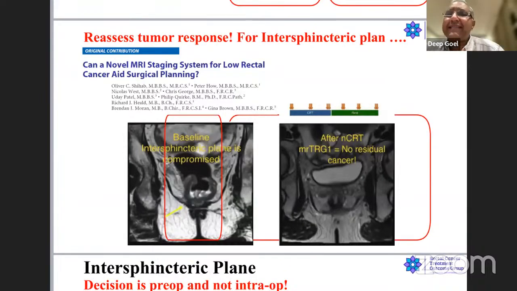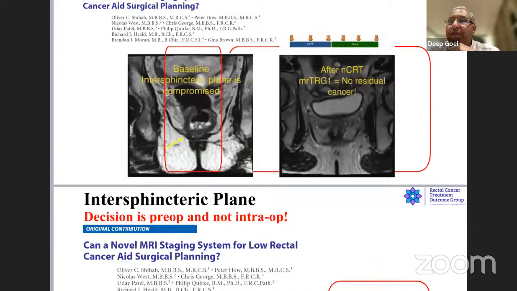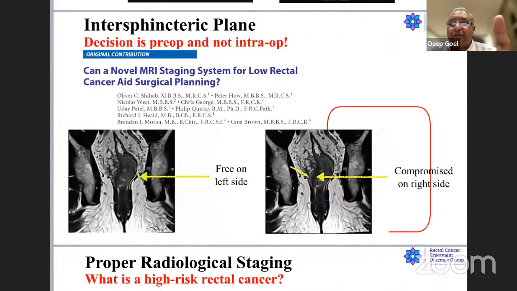When do we reassess the response to neoadjuvant treatment? So if you look at these pictures, in the left side picture, there is a compromise of the intersphincteric plane, as the yellow arrow is showing on the left side. And after neoadjuvant treatment, that has been cleared. I'm not going, because of the paucity of time, into the detail of tumor regression grades. So another picture showing that it is free on the left side and compromised on the right side.